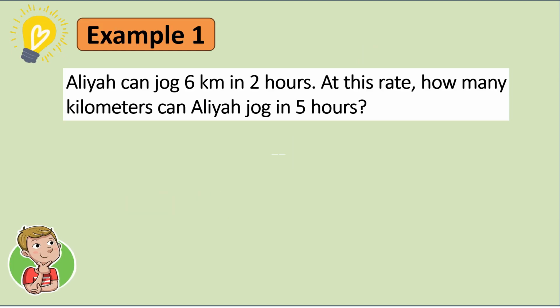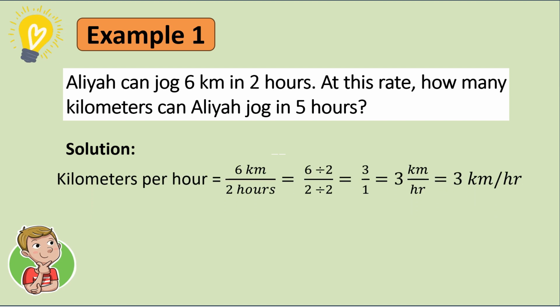Example number 1. Aliyah can jog 6 kilometers in 2 hours. At this rate, how many kilometers can Aliyah jog in 5 hours? Solution. Write the rate as 6 kilometers over 2 hours. Since the denominator is 2, we divide both the numerator and denominator by 2. Then we have 3 kilometers per hour.